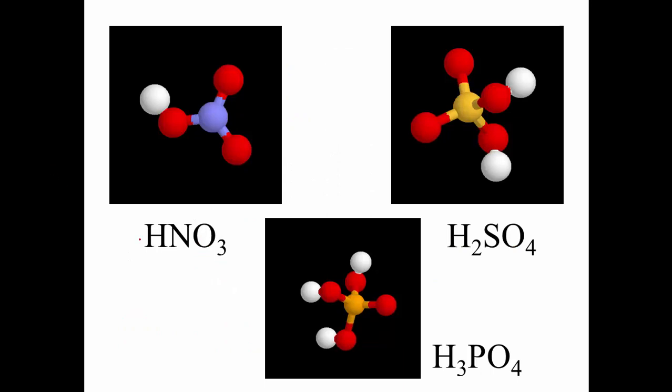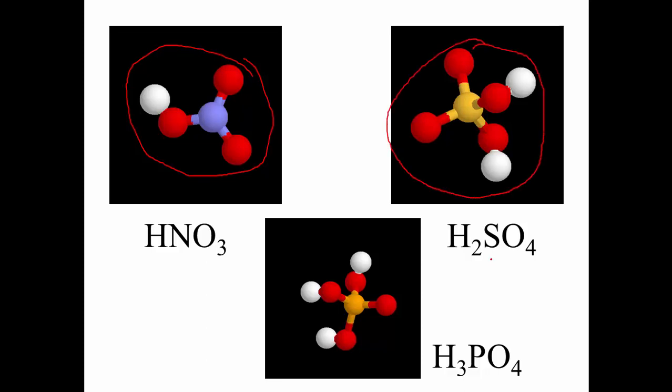So here's the structure of nitric acid, and here's sulfuric acid. Notice you have two hydrogens. Those are your hydrogens, the white, and then for phosphoric acid, you have three hydrogens. In these types of acids, your hydrogens are always bonded to an oxygen atom. So the hydrogens are bonded to the oxygen atoms in these acids.